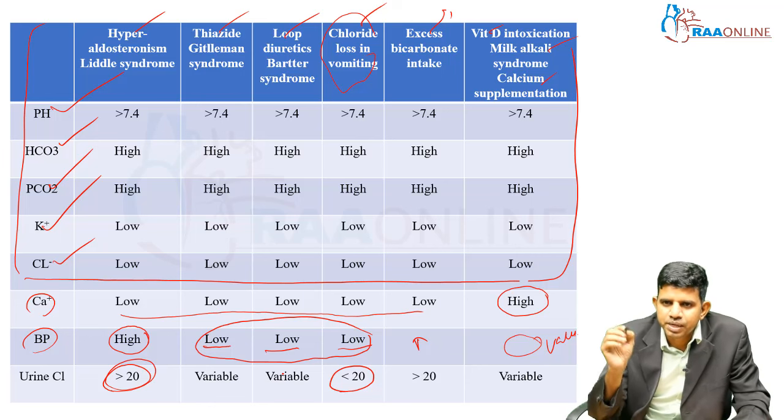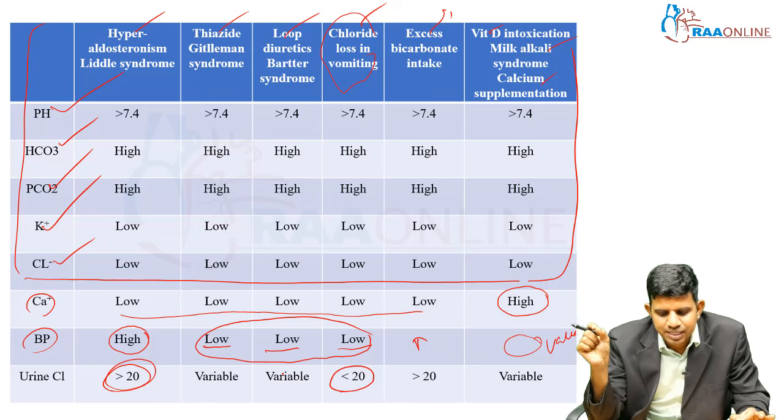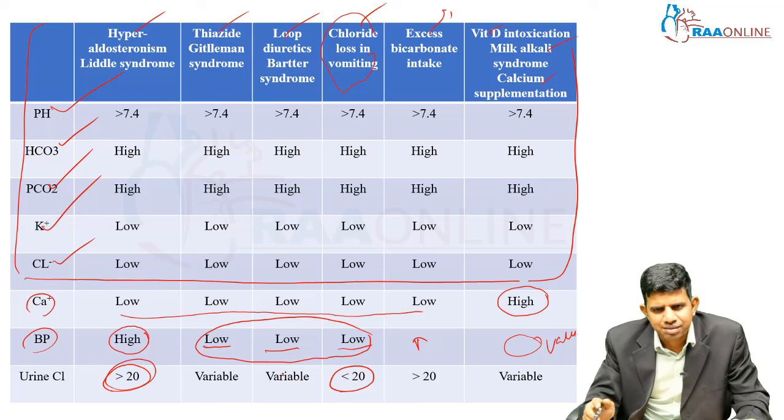The thiazide and loop diuretics we already discussed, it is variable. If I give diuretics and check, the urine chloride will be more than 20. In between the doses, if I check, urine chloride will be less than 20. In excess bicarbonate, it is an almost hypervolemic condition, so urine chloride will be more than 20, like hyperaldosteronism. In the hypercalcemic condition, in the early phase it will be less than 20, and in the later phase it can be more than 20. This is not very important.